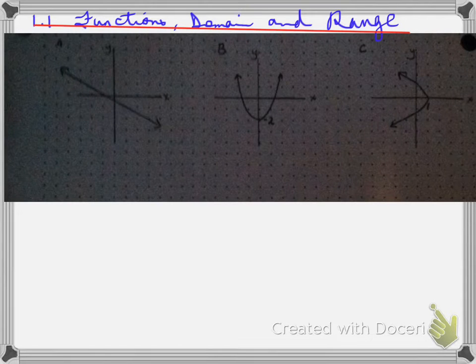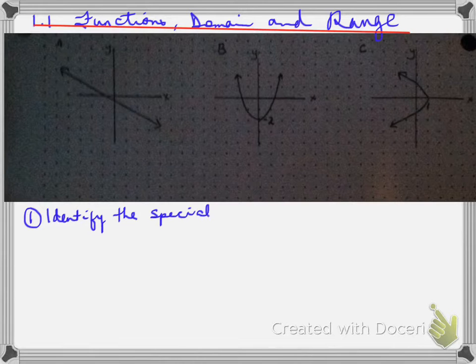1.1 Functions, Domain, and Range. What we're looking at here is graphs, and seeing how the definition of function, domain, and range apply to graphs. So let's recap a couple of things. First of all, in this question, we're to identify the special relation. If you remember correctly from yesterday, we talked about the definitions.